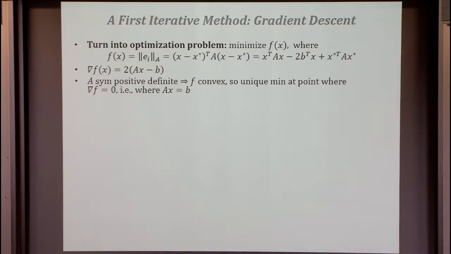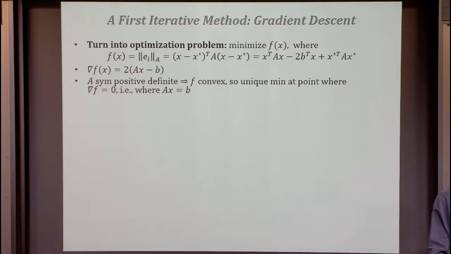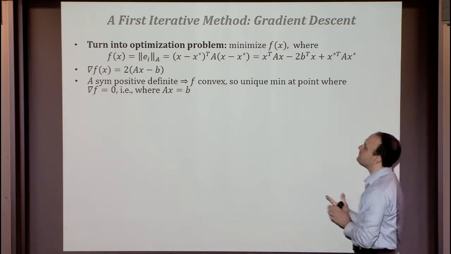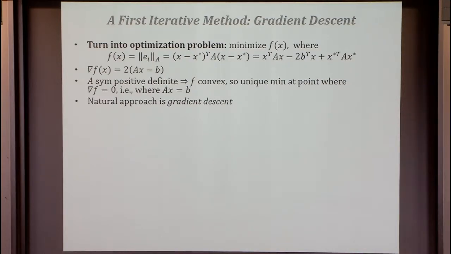It's strictly convex, so it has a unique minimum. And that happens when the gradient equals 0, which is just when Ax equals b. So all I've done is rewritten my problem as a minimization. And I just said, the error is clearly never less than 0, so when it's 0, we're right. Okay, that's our setup.